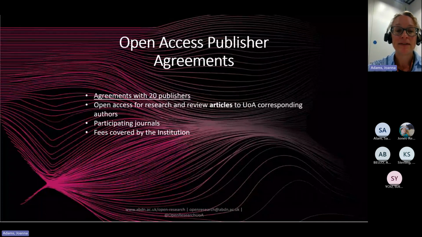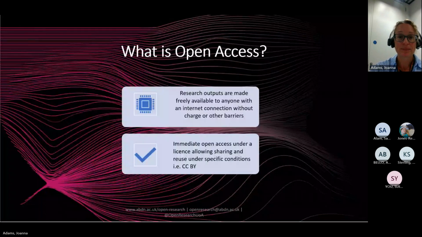So at the moment, we have agreements with 20 publishers. They offer open access for research and review articles to corresponding authors with an affiliation to the University of Aberdeen. They cover participating journals, so it's not all the journals that you might want to publish with, but there are a lot of them now. And the open access fees are covered by the institution.